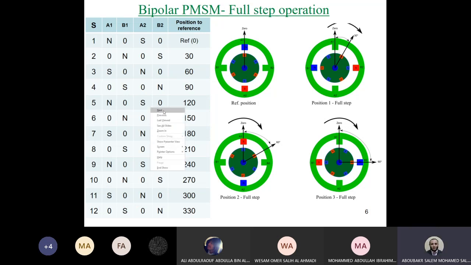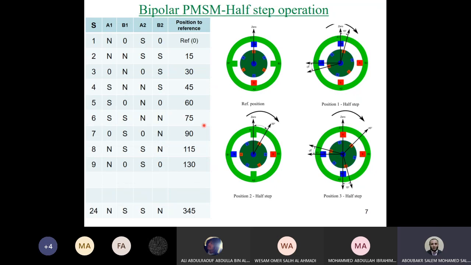For the half step operation, in the same way, we can make one step between the first two steps in the full step. So step number 1 and 3 here are the same as step number 1 and 2 for the full step operation. In order to move the motor only 15 degrees, we need to energize the two coils together.